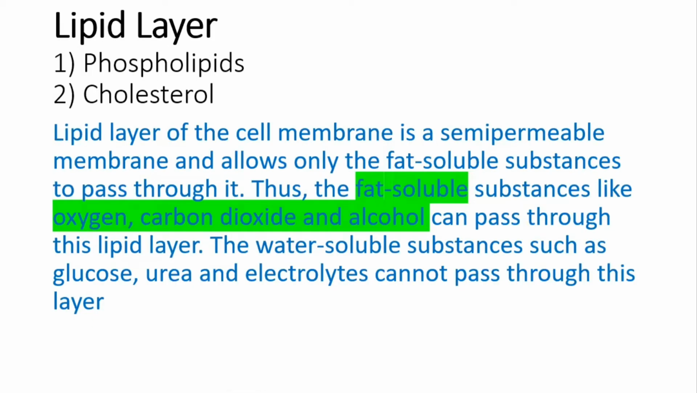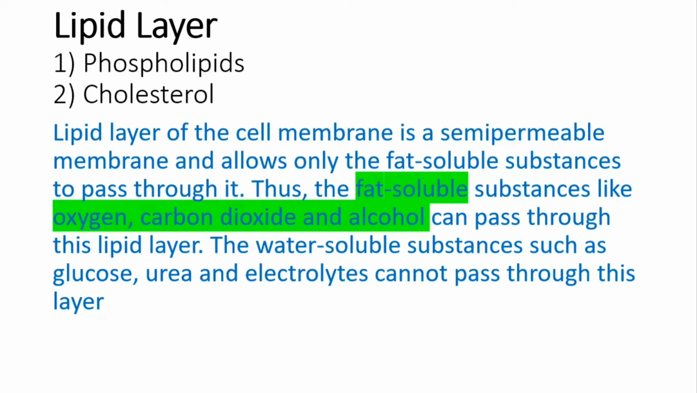Now let's start with the lipid layer. It has phospholipids and cholesterol. The lipid layer is a semi-permeable membrane, as we already said, and it allows only fat-soluble substances. Remember that. The lipid layer and the protein layer have opposite work. The lipid layer only allows fat-soluble substances like oxygen, carbon dioxide, and alcohol. Only fat-soluble.